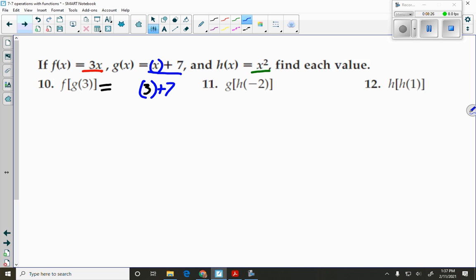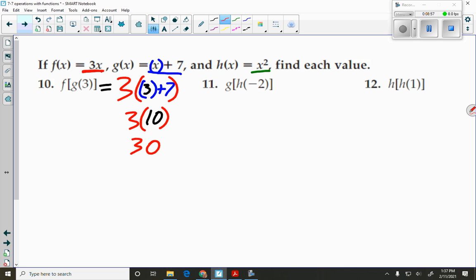Now, f of that value, I'm going to take that entire value and put it inside the f equation. Now, that's a 3x, so I'm going to put that inside of my f equation. You can set it all up and then solve, if you want, and go 3 plus 7 is 10, and 10 times 3 is 30. And you can get the answer is 30. Okay, so f of g of 3 equals 30.